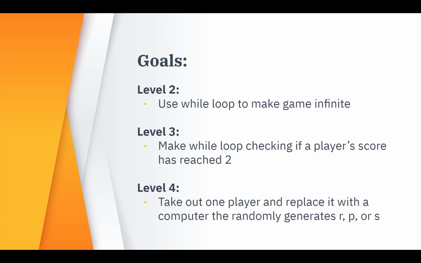And level 4, take out one player and instead of asking for an input, have it generate R, P, or S. You could do that by having it generate a random number, and that random number is going to be the index of a list. So if you have a list that has R, P, and S in it, or rock, paper, scissors, then you could generate between 0 and 2, and then just get the item from the rock, paper, scissors list, and add that in as the index.